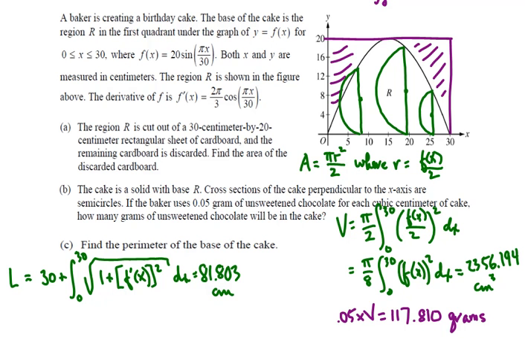Alright, so again, you have to remember not to leave out those important things in there, but multiplying that final integral by 0.05 would have given us the answer that they were looking for. Alright, so that wraps up this particular problem.